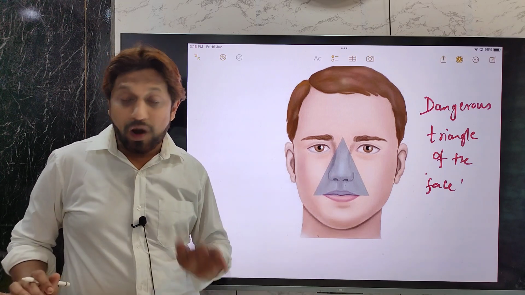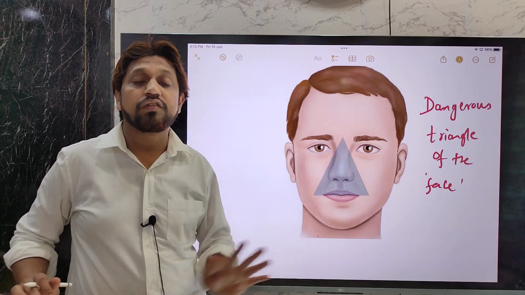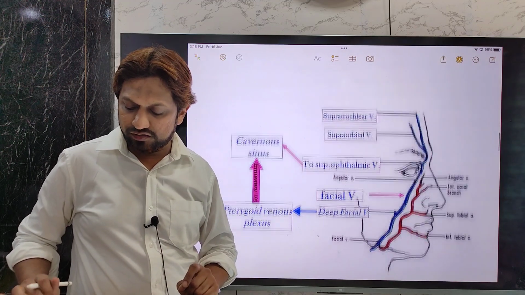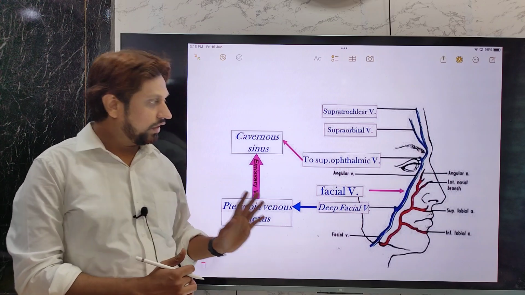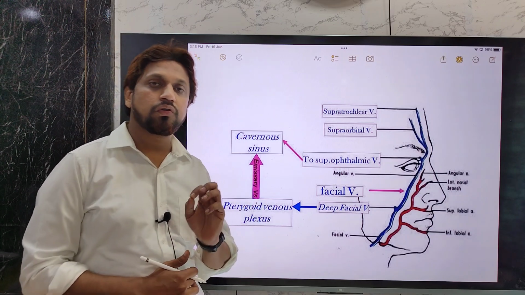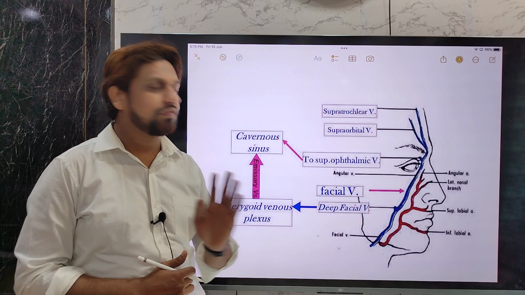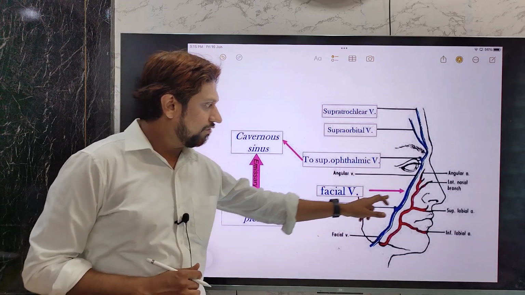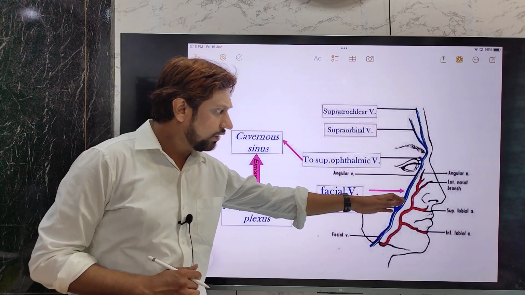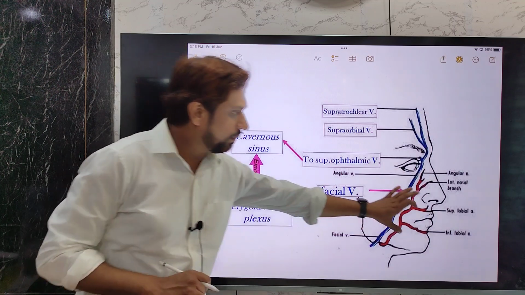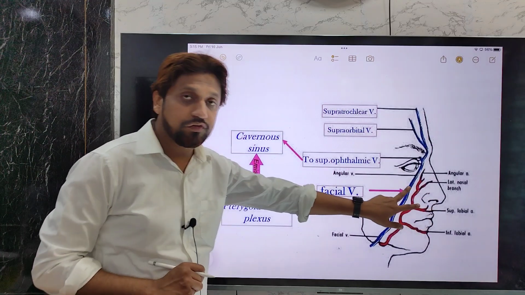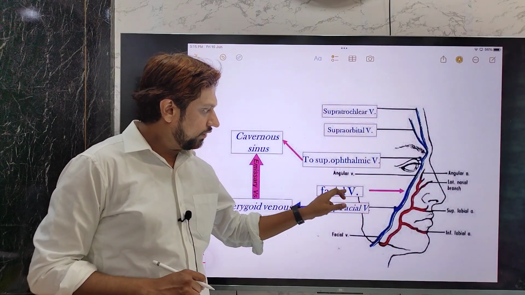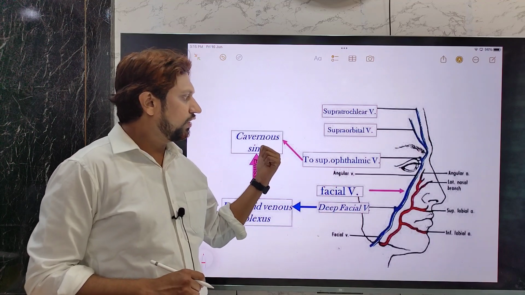Okay, so why is it called so, dangerous triangle or the dangerous area of the face? There is some clinical significance for this. So let me explain. To understand this, you should know the basic anatomy of the face, that is the venous drainage of the face. Mainly there is a facial vein, right? This facial vein drains this particular dangerous area of the face, which I have already described. So you should know that this facial vein will communicate with the cavernous sinus.